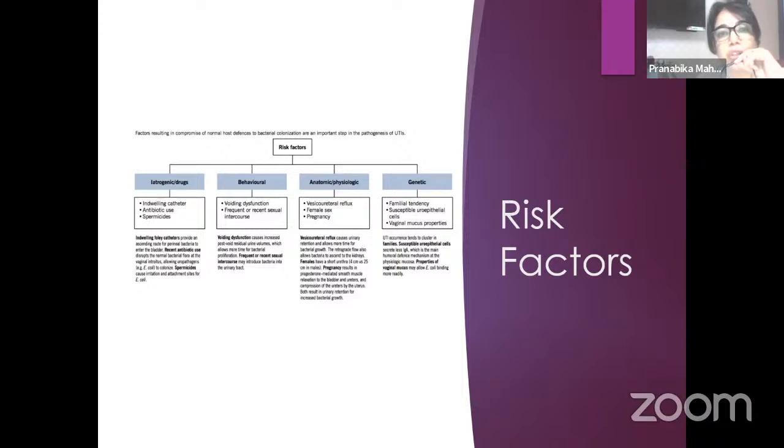Then anatomical and physiological factors: vesicoureteral reflux, which usually occurs in those who have a posterior urethral valve or similar issues. In those patients, we get recurrent infection. Then female sex: those who have a shorter urethra have more chance of infection. Then pregnancy: we see a lot of urinary tract infection because there is less immunity and also retention of urine. Then genetic factors: there is familial tendency, and susceptibility of uroepithelial cells and vaginal mucous properties. So these can be risk factors for urinary tract infection.